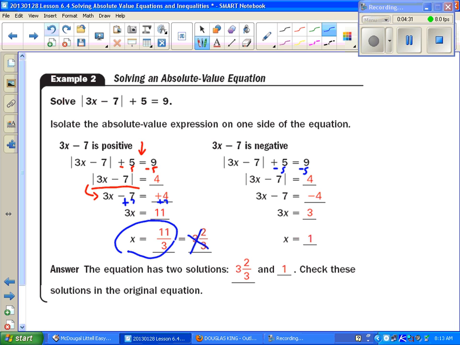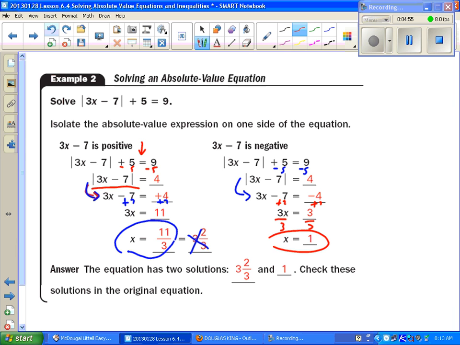Then on the next step, like we did here, we'll change it. We'll leave the absolute value and just make it 3x minus 7, but this time, instead of a positive 4, it'll be equal to a negative 4. Get rid of minus 7 by adding it. Add 7 to this side. Negative 4 plus 7 is going to be a positive 3. Then you have 3x equals 3. Divide by 3, just like we did on the other side, and you get x is 1.